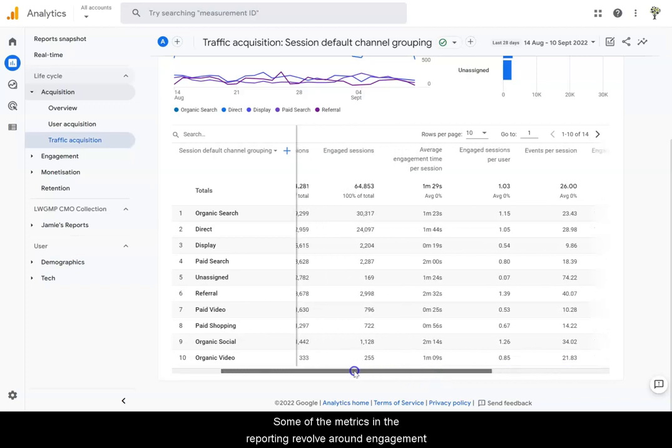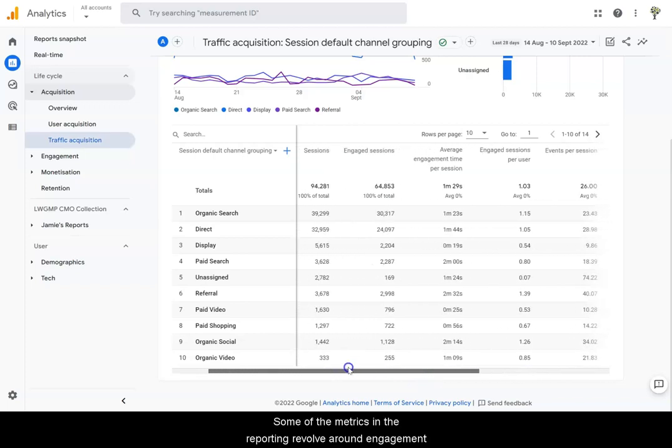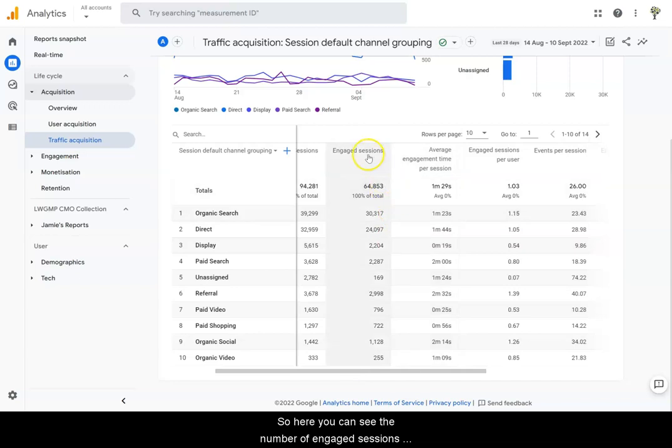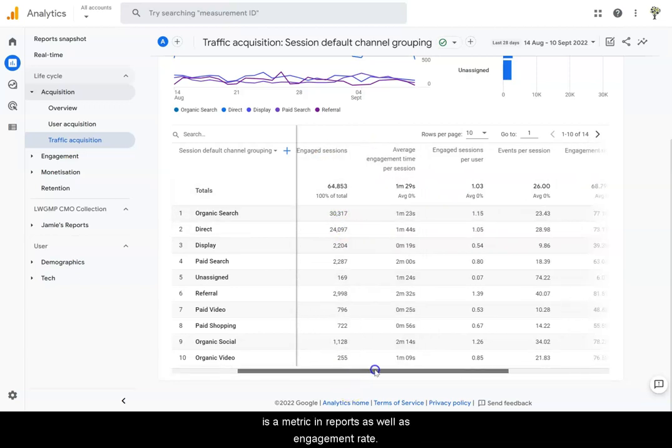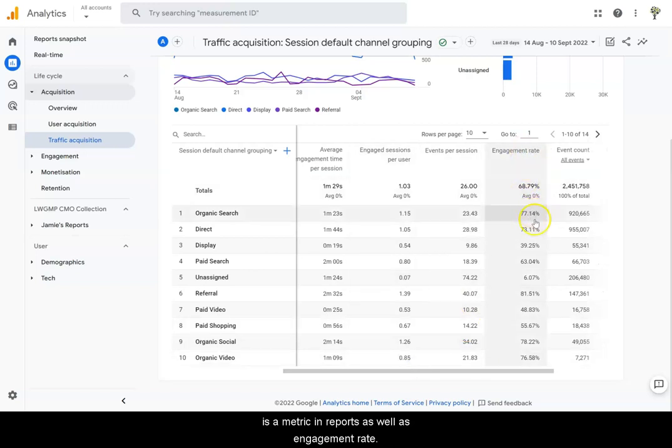Some of the metrics in the reporting revolve around engagement. So here you can see the number of engaged sessions is a metric in the reports, as well as engagement rate. This is actually the inverse of bounce rate, which you might be familiar with in Universal Analytics. Engagement rate works slightly differently, where a higher engagement rate means higher quality traffic coming to your website.